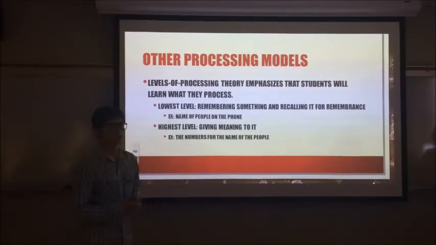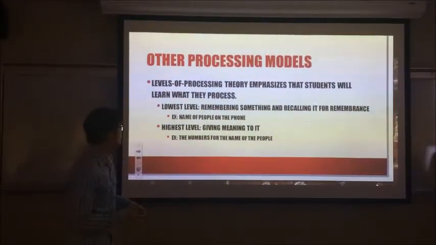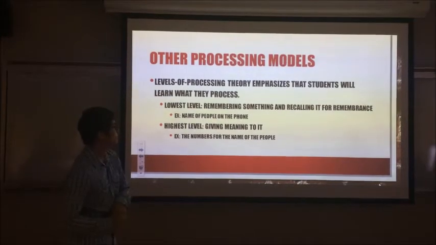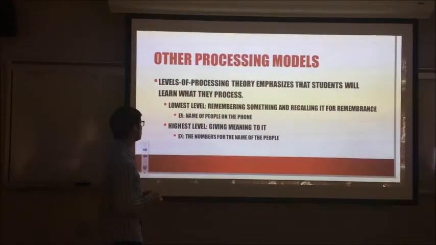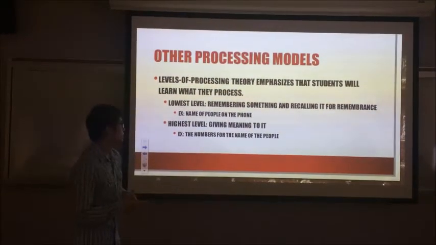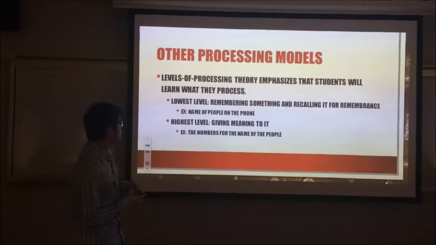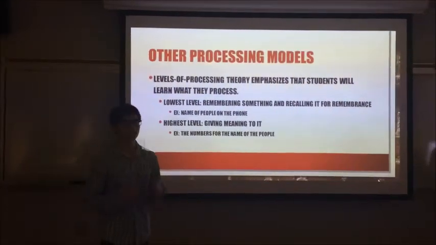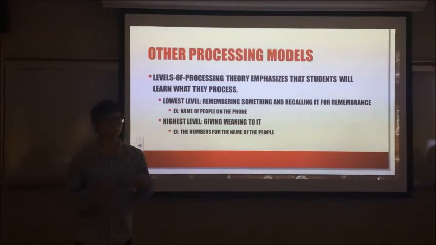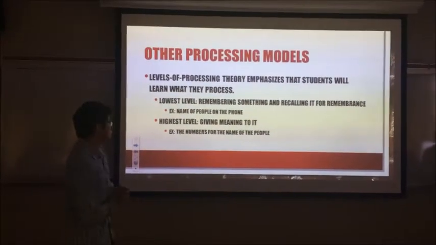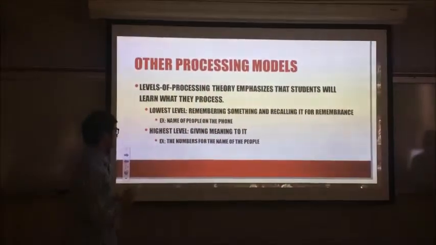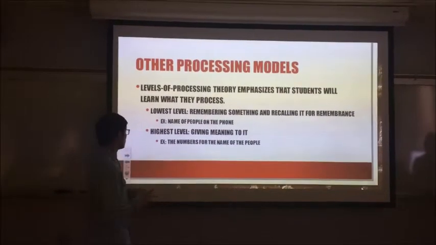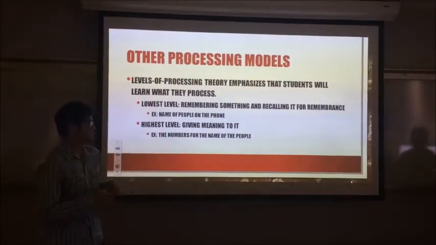There are also 2 other processing models. The levels of processing theory emphasizes that students will learn what they process. The lowest level is remembering something and recalling it for remembrance, such as the name of a person on a phone. You remember the name but not the number, which goes into the highest level, which means that you give meaning to it, the numbers for the name of the people.